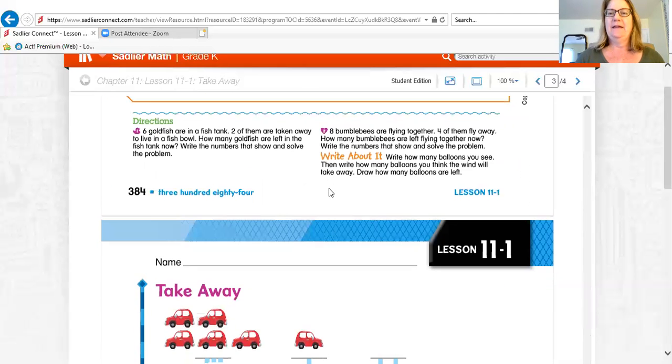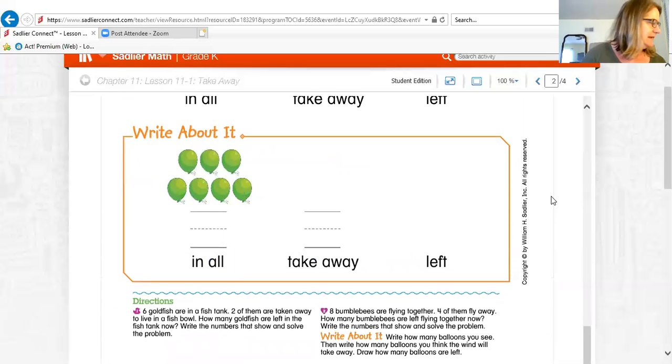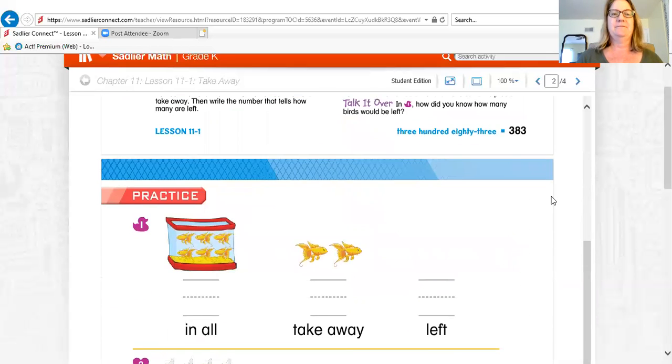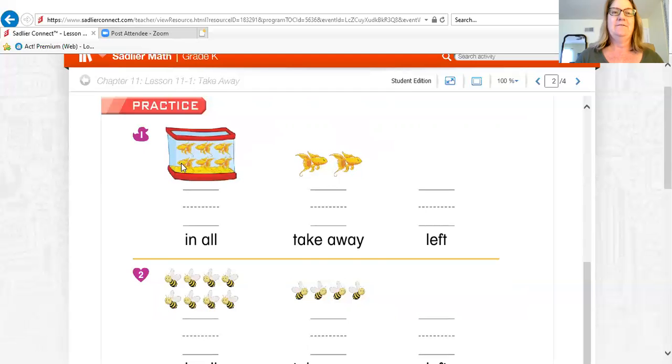So we're now on page 384. And here we have the in all. We have a fish tank. And let's count how many fish are in it. 1, 2, 3, 4, 5, 6. So how many fish in all? 6.